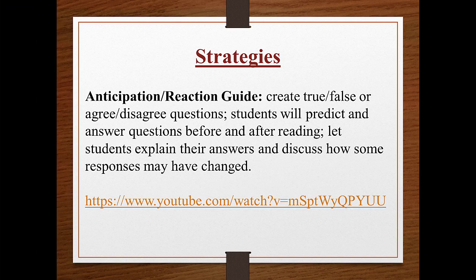The first strategy is called Anticipation Reaction Guide. In this strategy, you create true-false, agree-disagree questions. Students will predict and answer the questions before and after the reading. Let students explain their answers and discuss how some of the responses may be changed. Let's look at what it actually looks like.